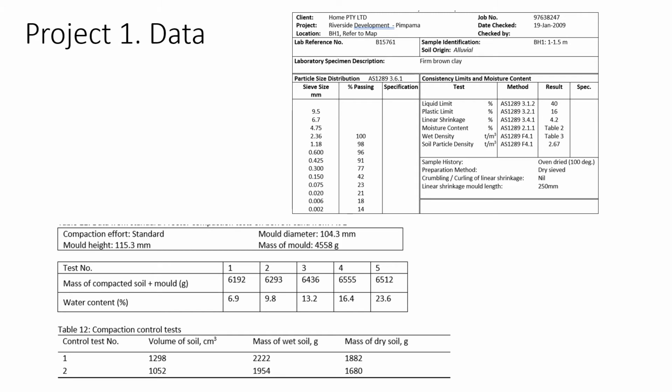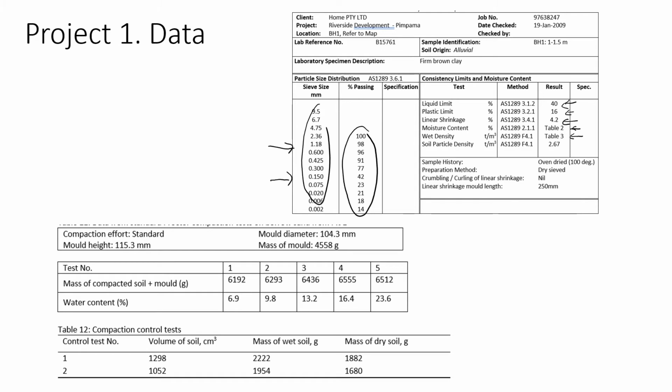You're also provided data from some laboratory investigation. You will see that there is data from grain size distribution test. You have sieves here and percentage passing. You will need to draw this data and classify soil. You're also given data on liquid limit, plastic limit, linear shrinkage. Again, this is something that you already know what to do with, and you will use it to classify soil as well. You're also given some data in tables, table 2 and table 3, about moisture content and wet density.